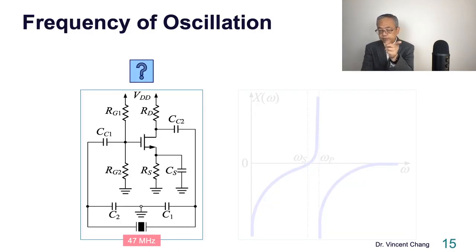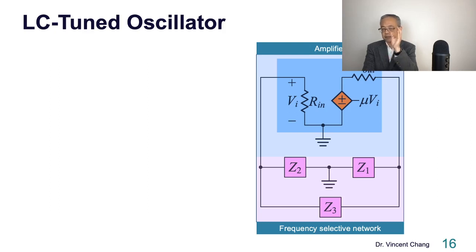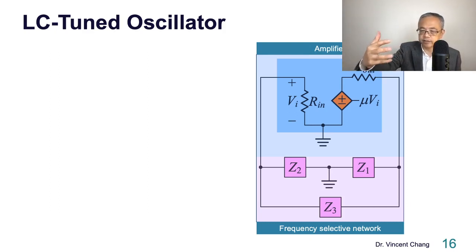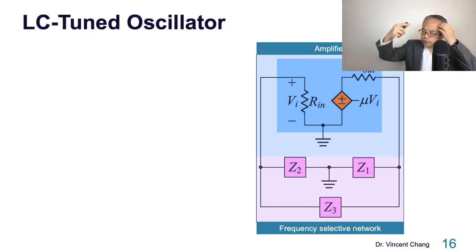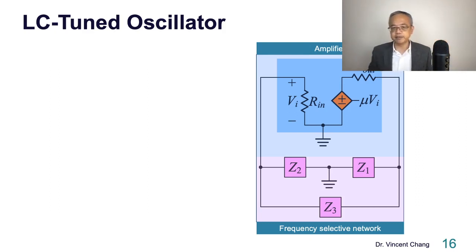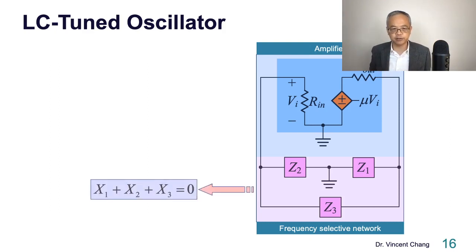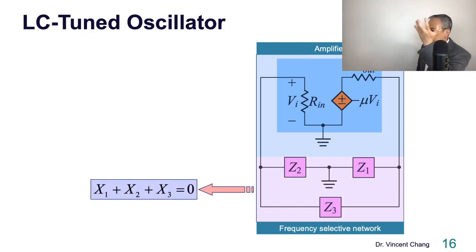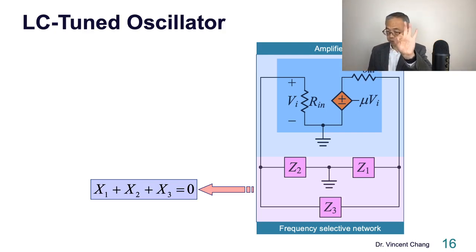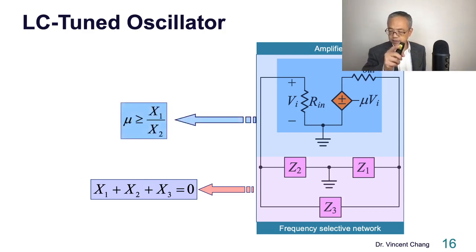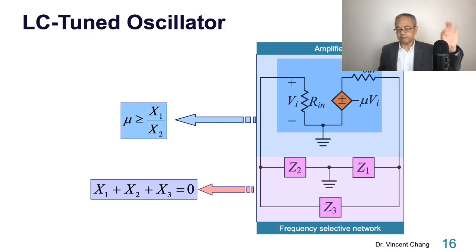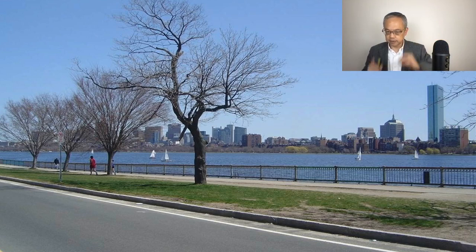Before you solve this, take a screenshot of this. Let me remind you, because it's based on the LC-tuned oscillator, to make sure the Barkhausen criterion can be satisfied, the first requirement is that the sum of the three individual reactances has to be 0. The second requirement to start the LC-tuned oscillator is that the gain of the inverting amplifier needs to meet the minimum gain. Okay, so I think 1 minute is enough. Try to solve the frequency of oscillation of that crystal oscillator.